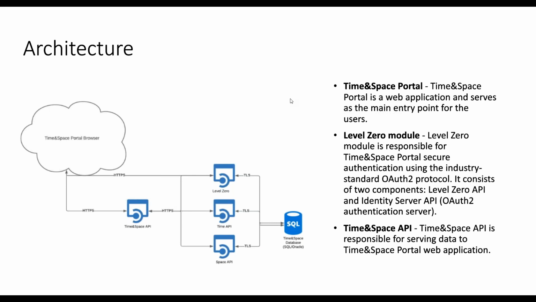This API is responsible for serving the data to the web application. And as you can see here in the diagram, this Time&Space API also uses data from the existing APIs, such as Time API and Space API. And of course, all the data is stored in the same database. But as you will see in the upcoming steps, the Time&Space Portal also requires an upgrade of the database.